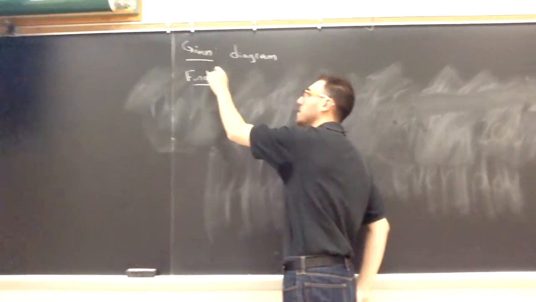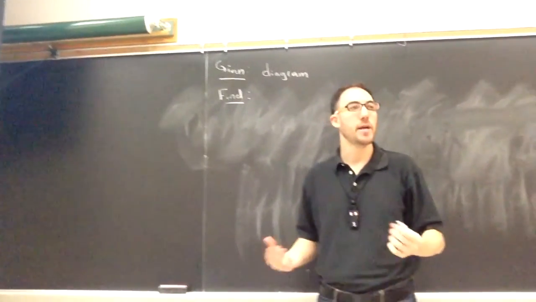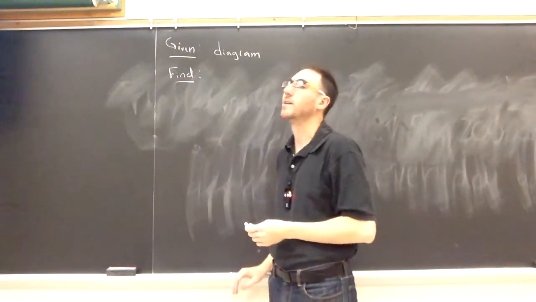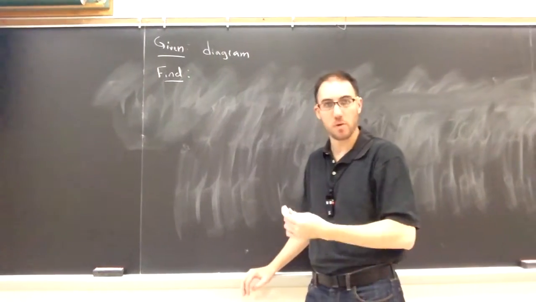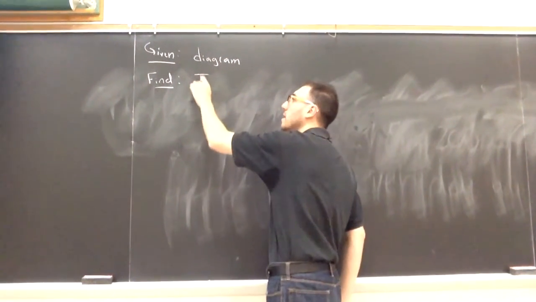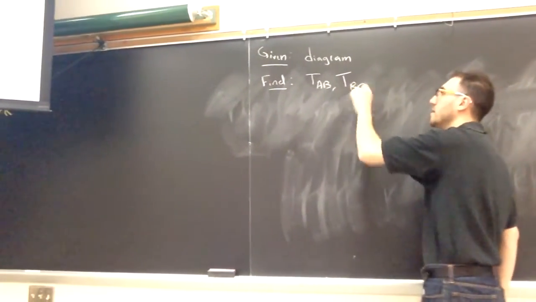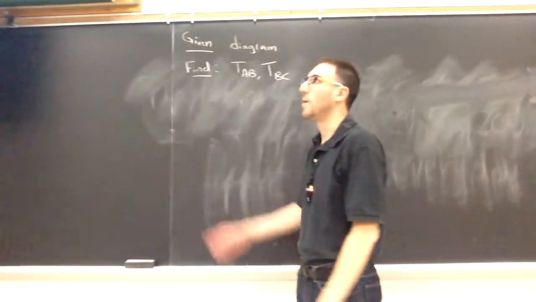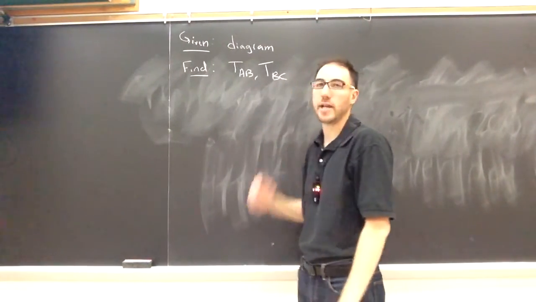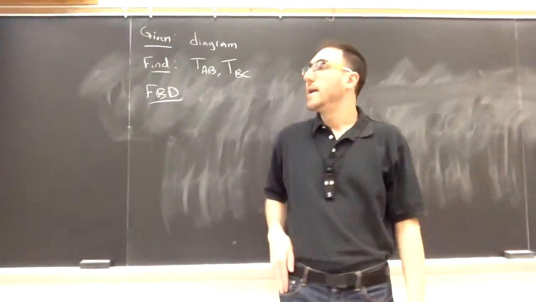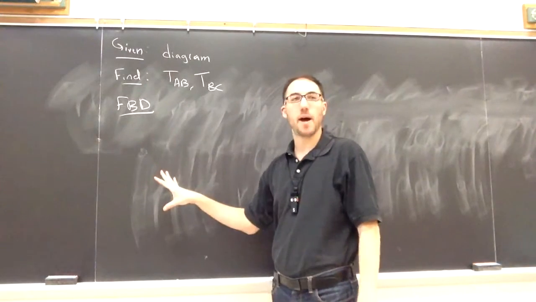Before we get there, what are we asked to find? Here, it's pretty explicit what we need. We need the tension, or the force generally, in AB. And what we name it here is important because we want to be consistent throughout the entire problem. We want the tension in AB, the tension in BC. And now we need to write our free body diagram.